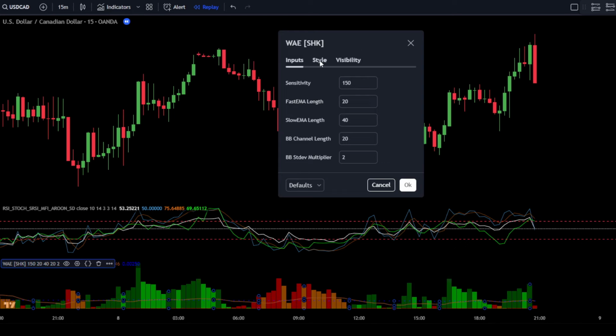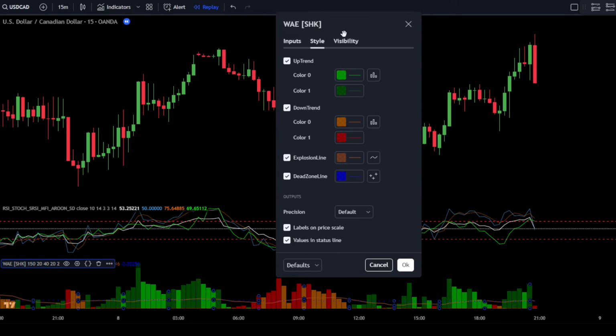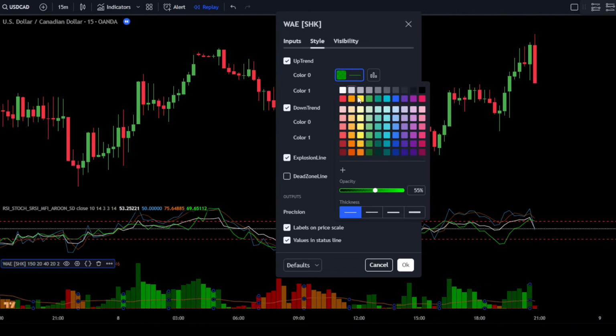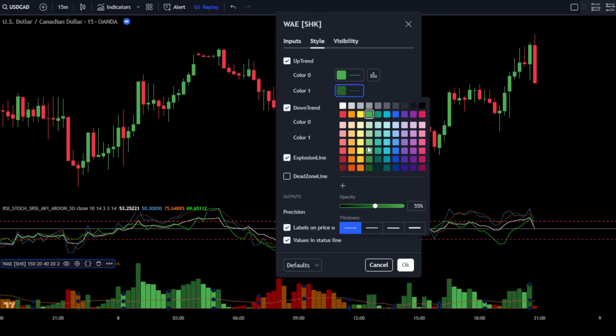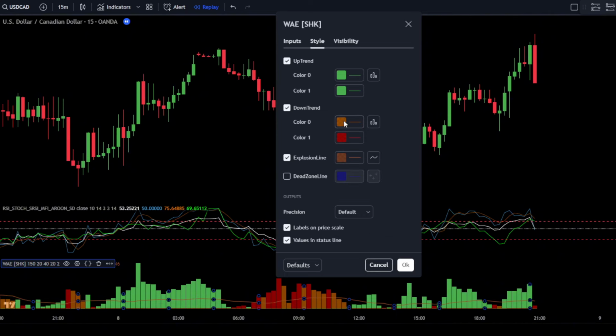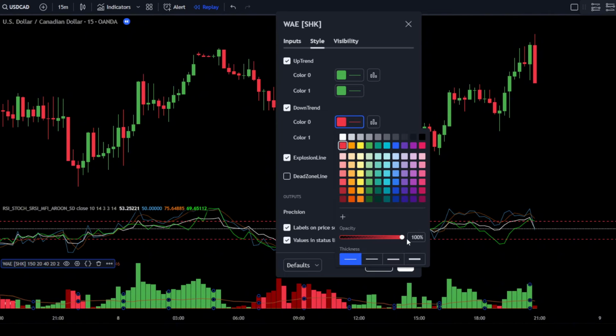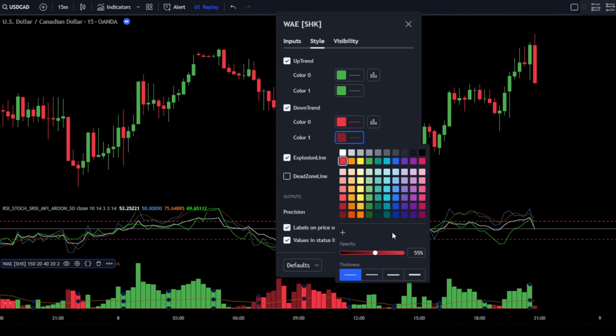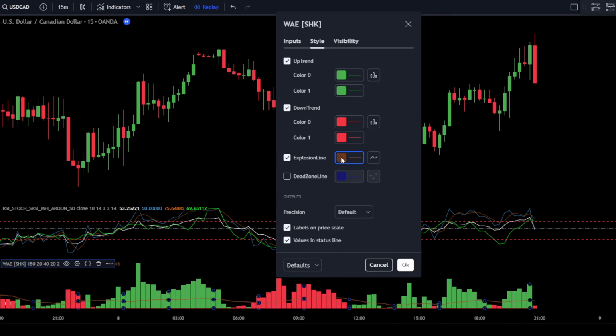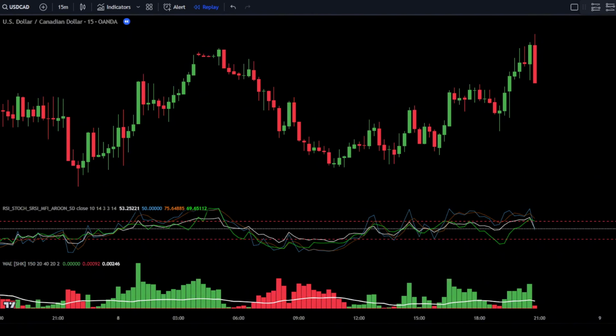Then, go to the Style tab. In the Style tab, uncheck the Dead Zone Line option. After that, adjust the color and thickness of the indicator lines as I did. Once you're done, click OK to confirm the changes. Now, let's discuss how to use this indicator to place buy and sell orders in the market.